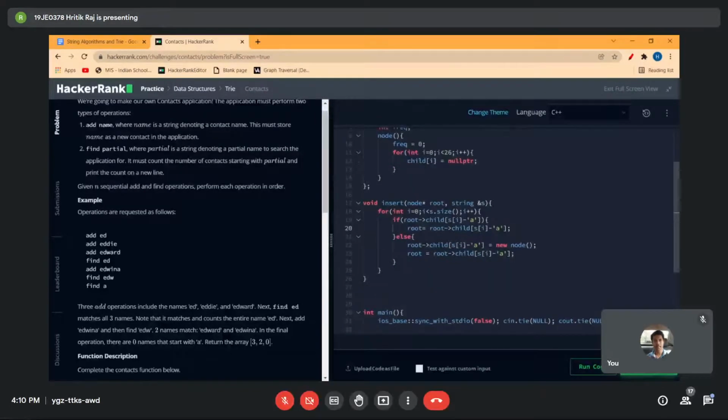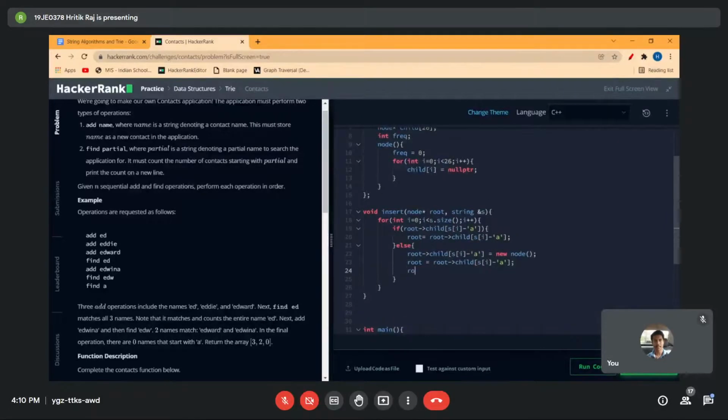For that also we can simply change it here like this: root of child of s of i minus a.